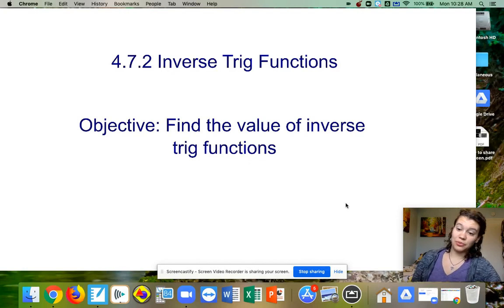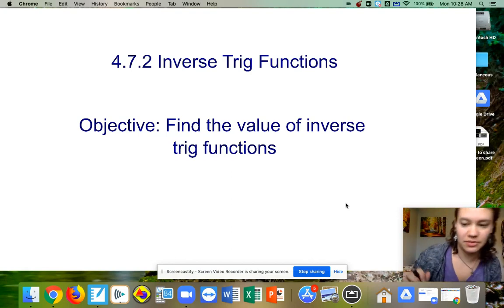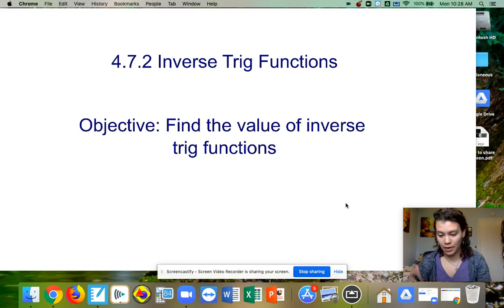All right, today we're doing some more inverse trig functions. You can find them like we did last time, but today we're going to be doing some compound ones, so ones that are more like two-step problems than just one step.